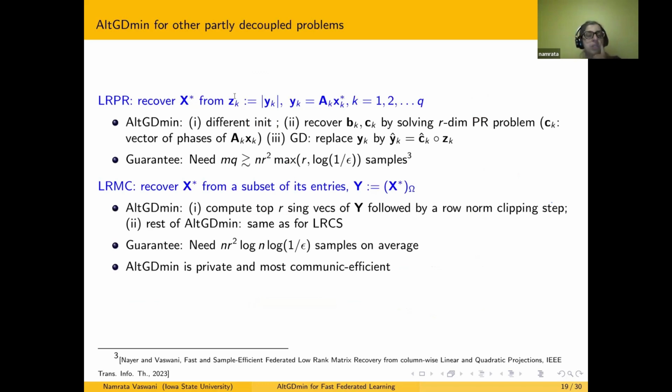Now, coming back to Sangamitra's question. Yes, you can do this for either linear problems or almost linear problems. The phase retrieval problem has an element-wise simple nonlinearity. You're measuring the element-wise magnitudes of yk. There you can do a simple modification. Instead of recovering bk by least squares estimation, you're now solving an r-dimensional, cheap phase retrieval problem, which is well studied in the literature. In gradient descent, you're replacing your y by y hat, which is an estimate of the linear y.